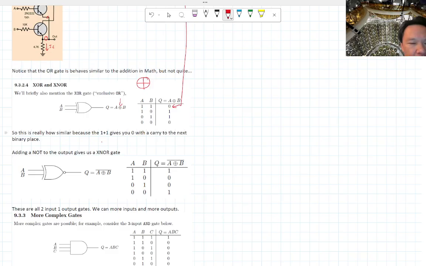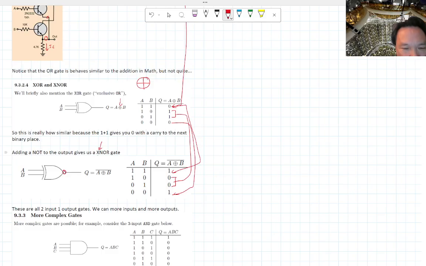There's also the exclusive NOR gate, which is the same thing as up here, but then you do the opposite once again, right? It's the NOT version of it. So the way you symbolize that is you put the exclusive OR, but then you put a circle in front, and now it's the XNOR gate.